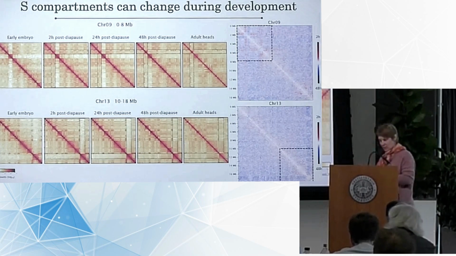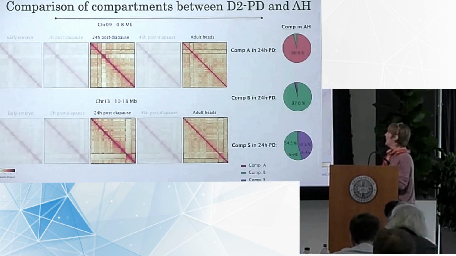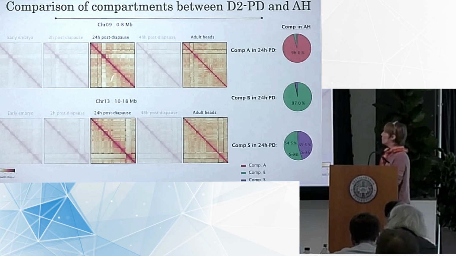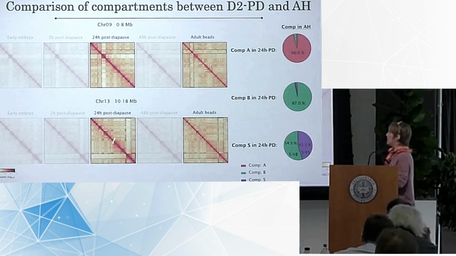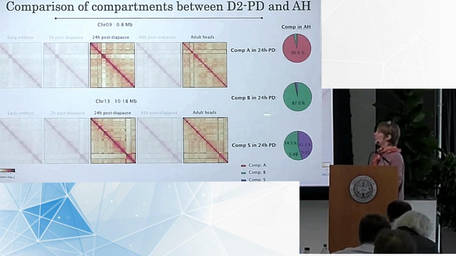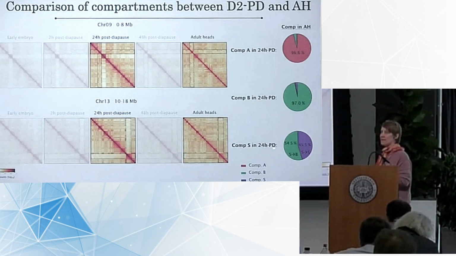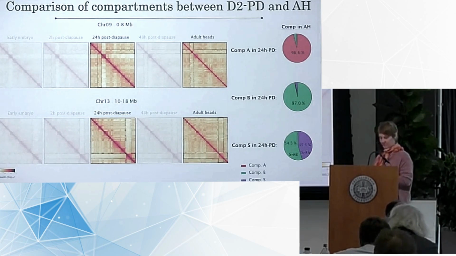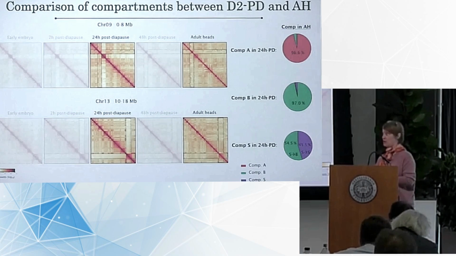To be slightly more exhaustive on this, I tried to compare the two extreme time points: the one that I focused on originally, and I looked at the fate of compartments called at 24 hours post-diapause in adult heads. Doing this, you can see that compartments A and B are mainly stable, while only half of compartment S are maintained, and most of the ones that changed then turned to B. So we tried to take advantage of this and dig into some of these compartments that actually switch.